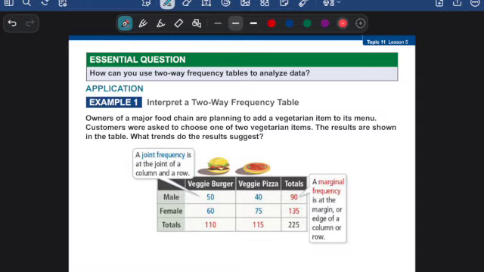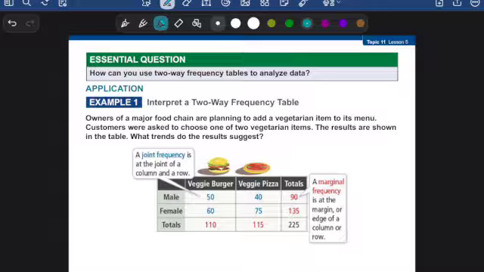In example 1, we have our two-way frequency table, and it's a food chain restaurant planning to add a vegetarian item to its menu. So they already have burgers and pizza. Now they're going to offer a veggie burger and a veggie pizza. And they surveyed customers to ask which one they would prefer. And the results are in the table. So here's some of our first two new vocabulary terms.